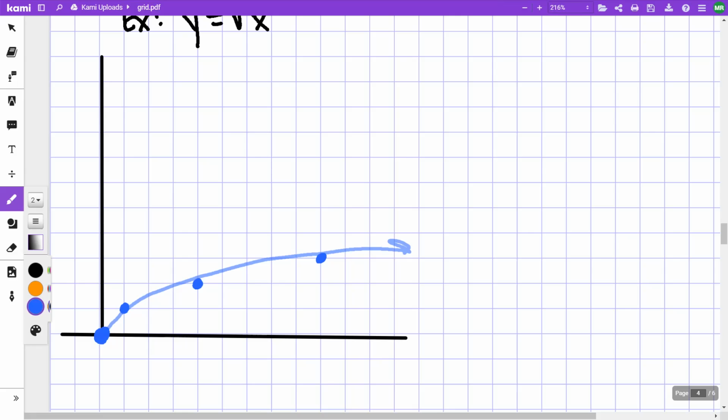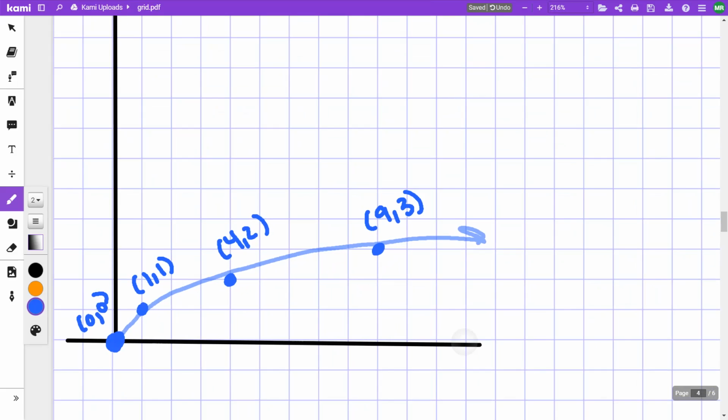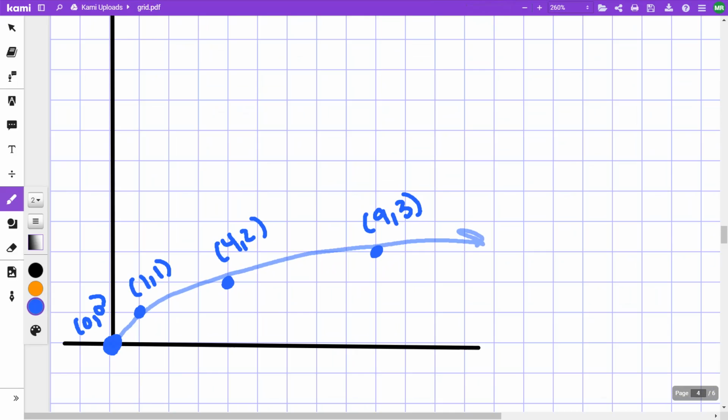So in terms of points, I plotted again 0, 0. This was 1, 1. This is 4, 2. I apologize. And this one is 9, 3, because I took the square root of 9 and I got a 3. I took the square root of 4, which is a 2. My next one would be at 16. That would be 4. And that is our square root.